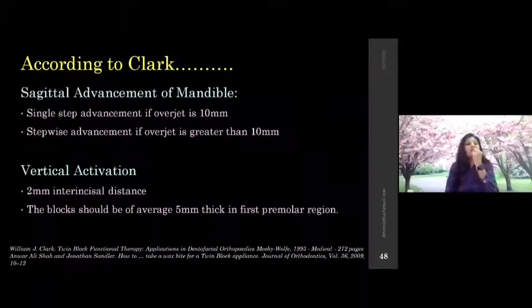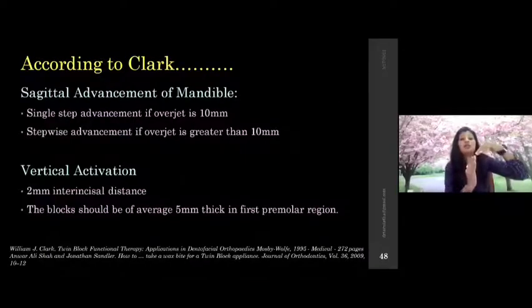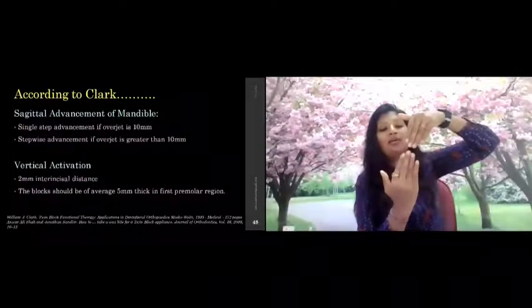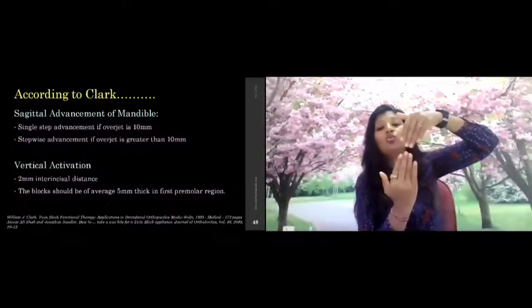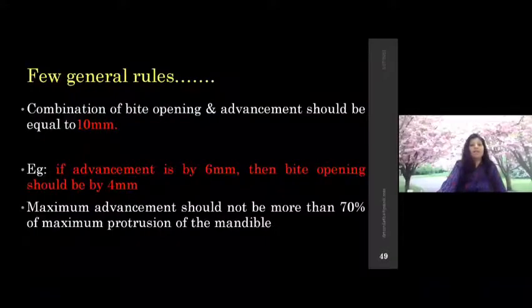Then there is vertical opening. That also needs to be taken into consideration. When you are bringing the mandible straight and keeping an edge to edge bite in a 10 millimeter overjet, you tend to have a 2 millimeter interocclusal clearance. That is, vertically in between the maxillary and mandibular incisors, you have 2 millimeter interocclusal clearance. And the block should be on average 5 millimeter thick in the first premolar region. I'll show you the picture for that.